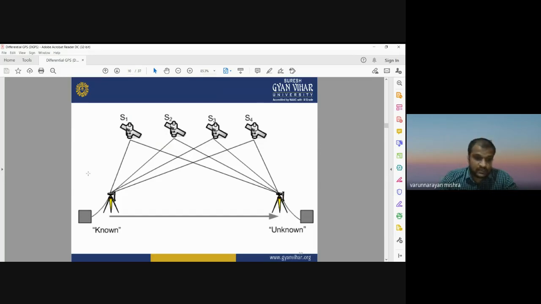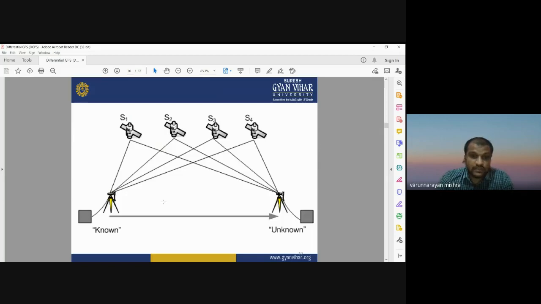Your one GPS receiver is fixed at the known location, that is the base. Another GPS receiver is established at an unknown location, or you can say the rover, which you use to move around the study area. Both the receivers will have signals coming from various satellites. The known GPS receiver has signals from various satellites, and the unknown GPS receiver will also have signals from different satellites.